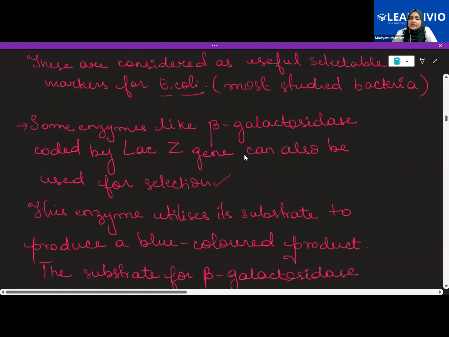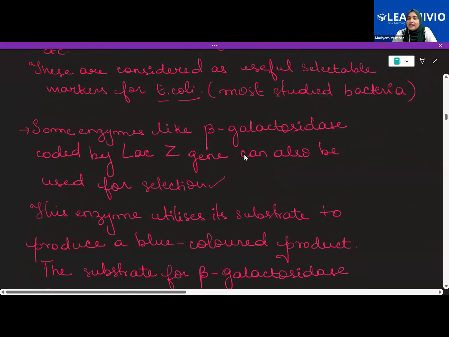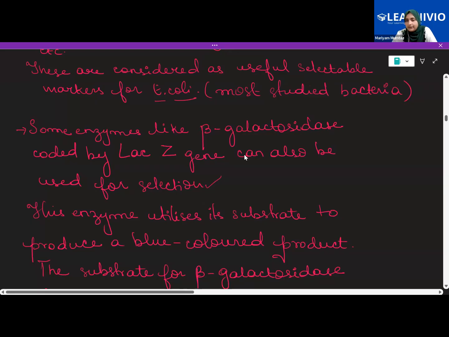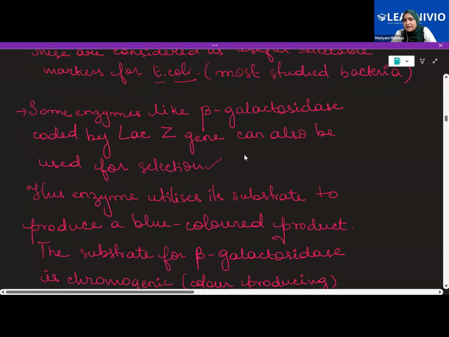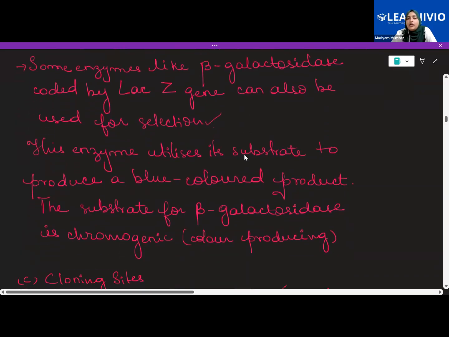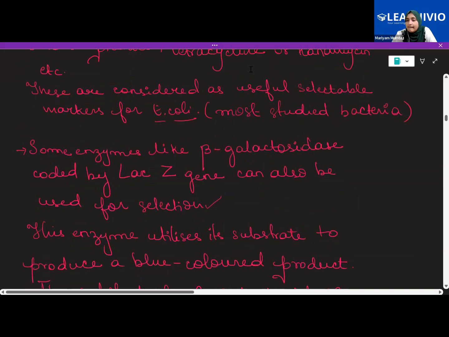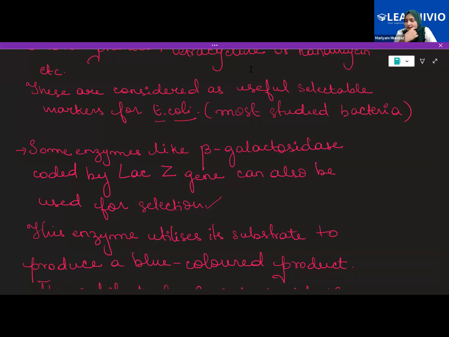Yes, ma'am. And remember, amongst all the different types of bacteria, E. coli is the most studied bacteria. No matter whichever, prokaryotic research is done on E. coli and it's available very easily also. Can you find E. coli in the environment? Yes, it's there, it's in our gut also.